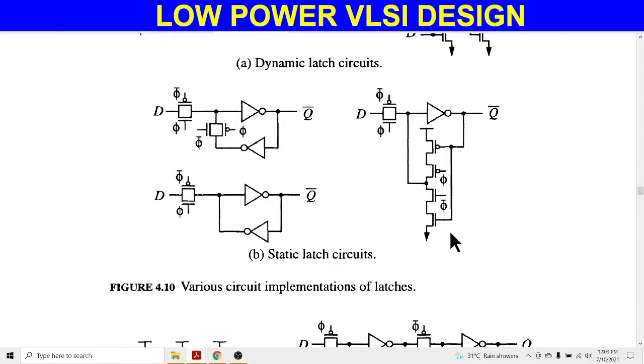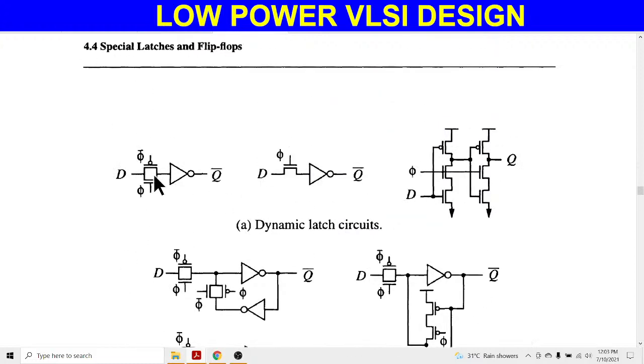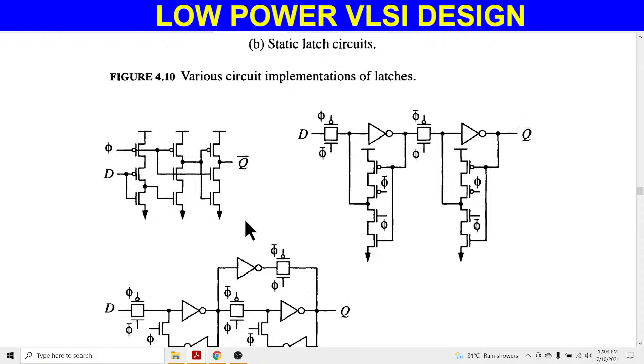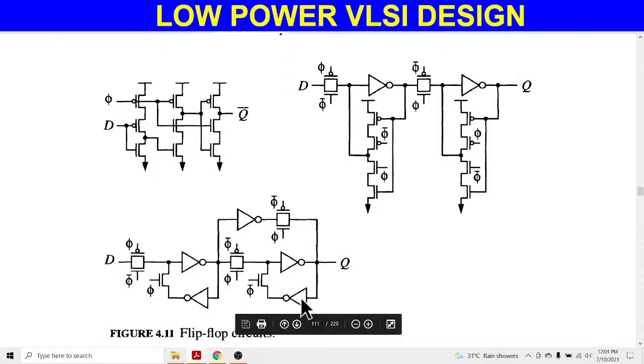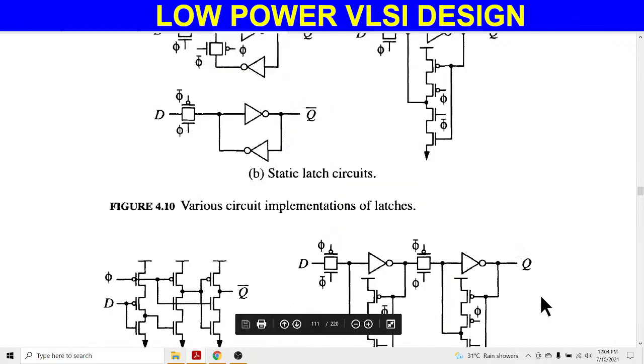Why are these known as latches? Because there is no clock pulse at the input side, so it works when input is provided. It doesn't wait for the clock pulse. Similarly, these circuits are examples of some modified flip-flops.